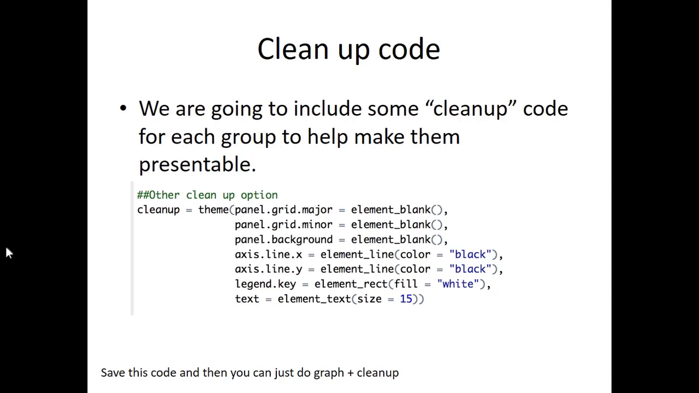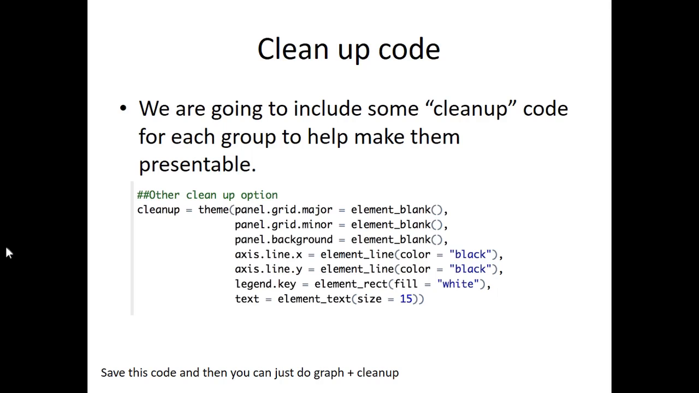All right, here, panel grid major is the major graph lines. Element blank, turn them off. Panel grid minor is the little minor gray dotted lines. Turn those off. Panel background is the background. Turn that off. So element blank is like off, off, off. Axis.line.x, that's add a line at the bottom of x, which is normal for our types of graphs, and make that line black. Okay, axis.line.y, add a y-axis line, so we're going to have x and y.